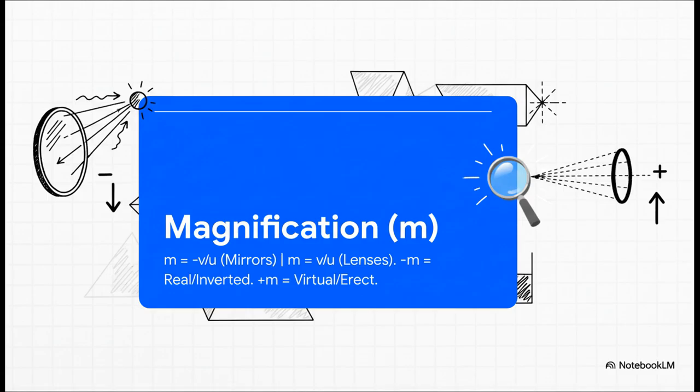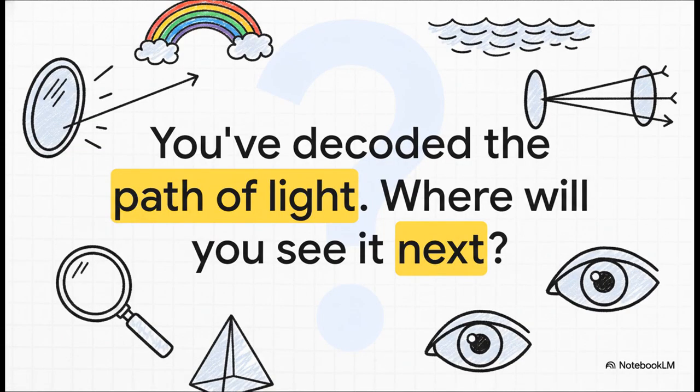And finally, we have magnification, or M. Now, it tells you how big the image is, sure, but its sign is the real magic trick here. If you calculate M and it comes out as a negative number, the image is guaranteed to be real and inverted. If it's positive, the image is virtual and upright. The sign alone tells you everything you need to know about the image. No diagrams needed. And there you have it.